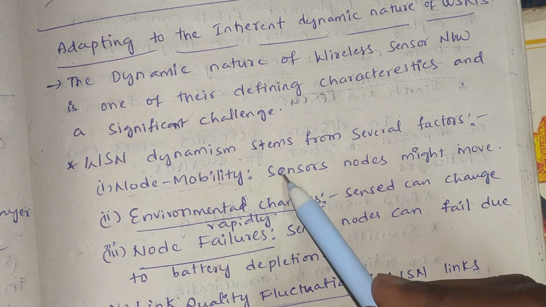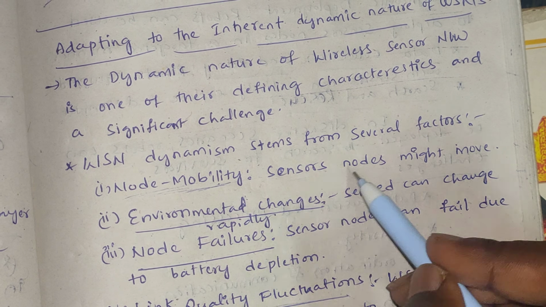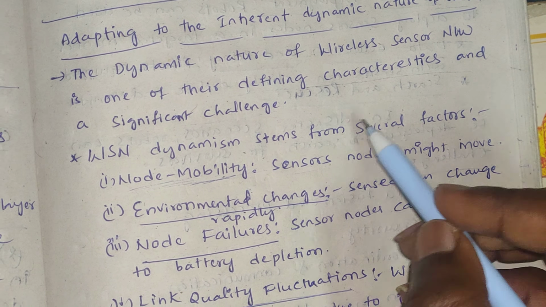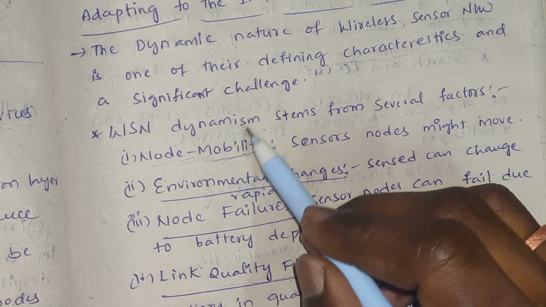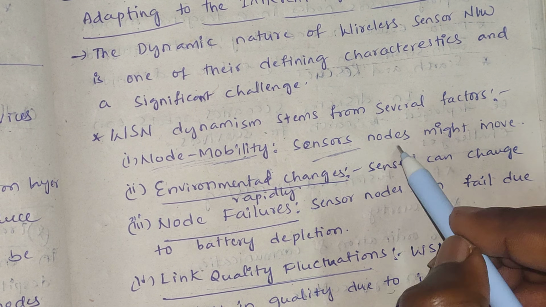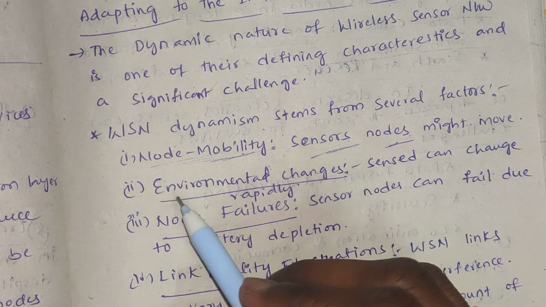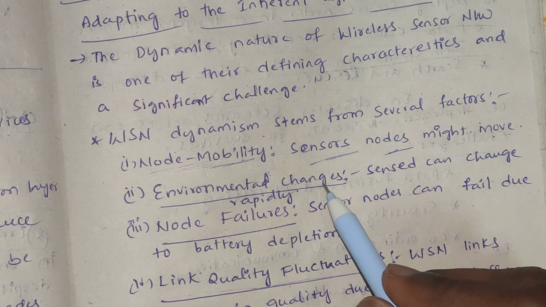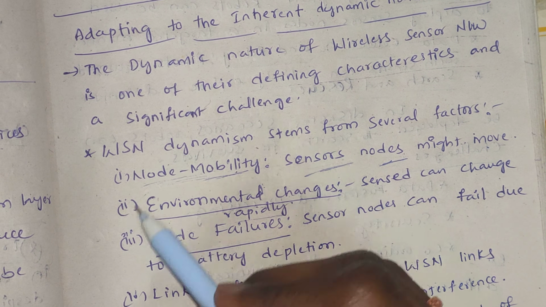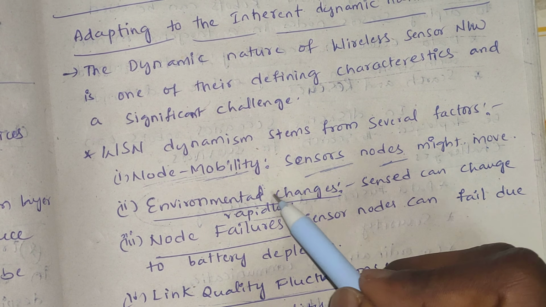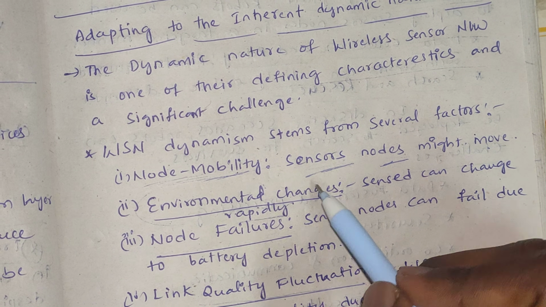So what is node mobility? Sensor nodes might move. Mobility is nothing but the sensor nodes may move from one place to another. That is node mobility. Next, environment changes. What are environment changes? The environment can change rapidly, and based on the environment, the data which is present from the sensors can change. That is the environment change.